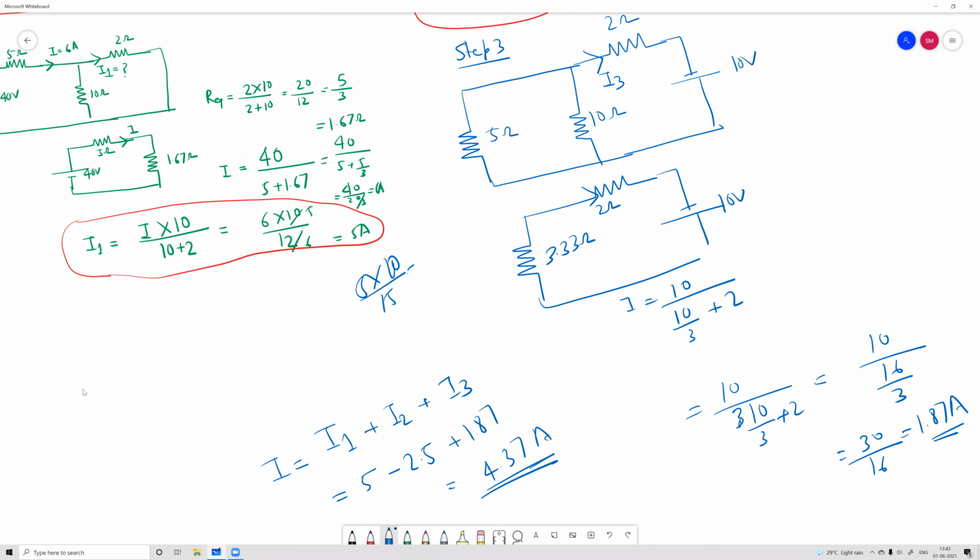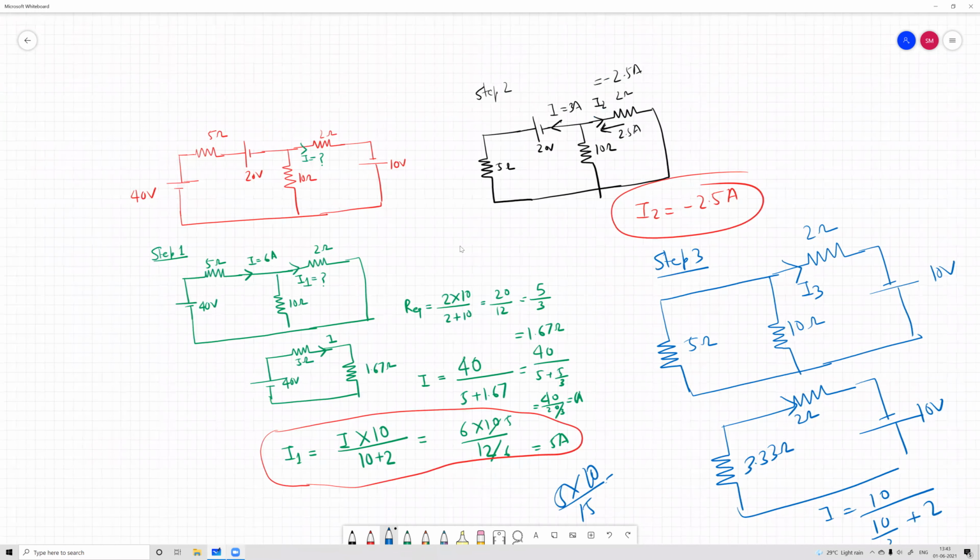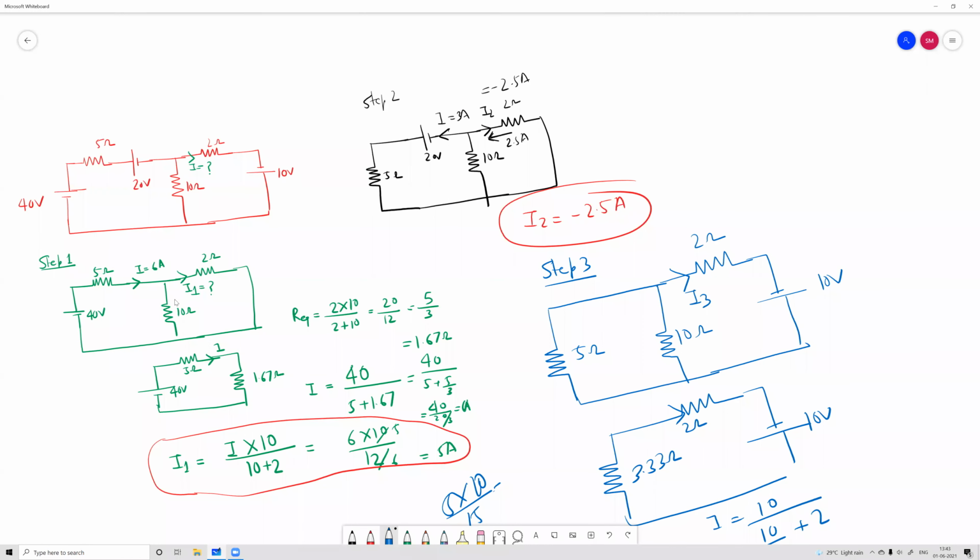Step 2, okay, sure. In step 2, we are taking only the 20 volt source. All other sources are shorted. Now we compare the circuits of step 1 and step 2. They are very similar. The only difference is that the input voltage is now 20 volts, and the second difference is that the direction of the voltage has been reversed. Since it is a linear network, for 40 volts the current is 6 amps. Obviously, for 20 volts, the current will be 3 amps.